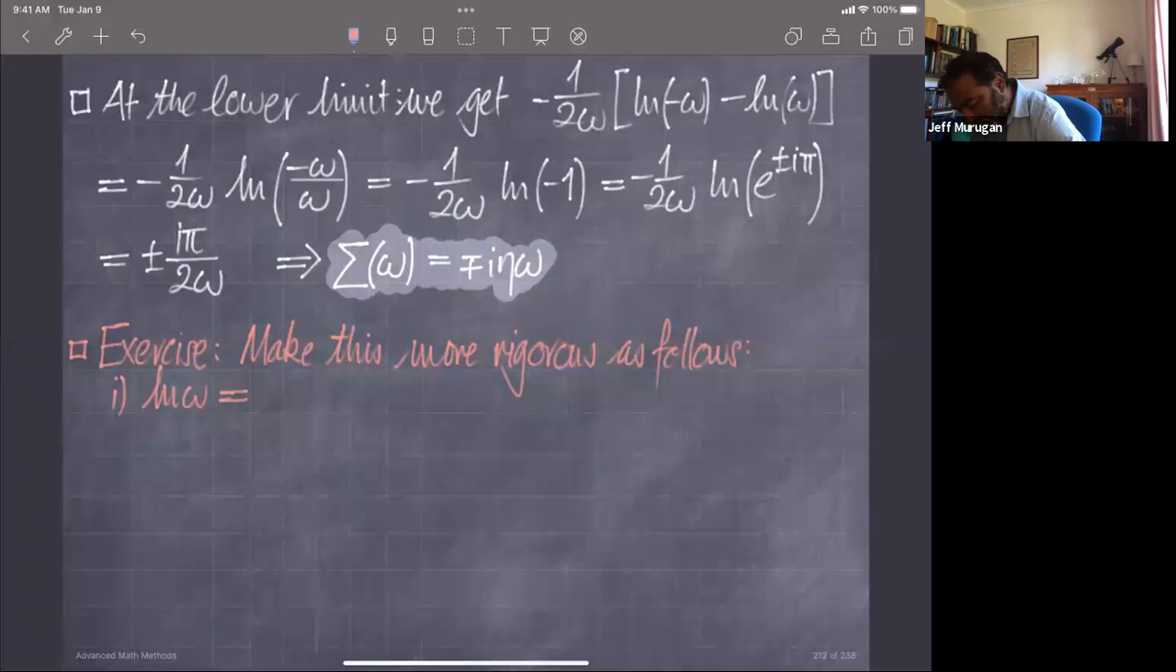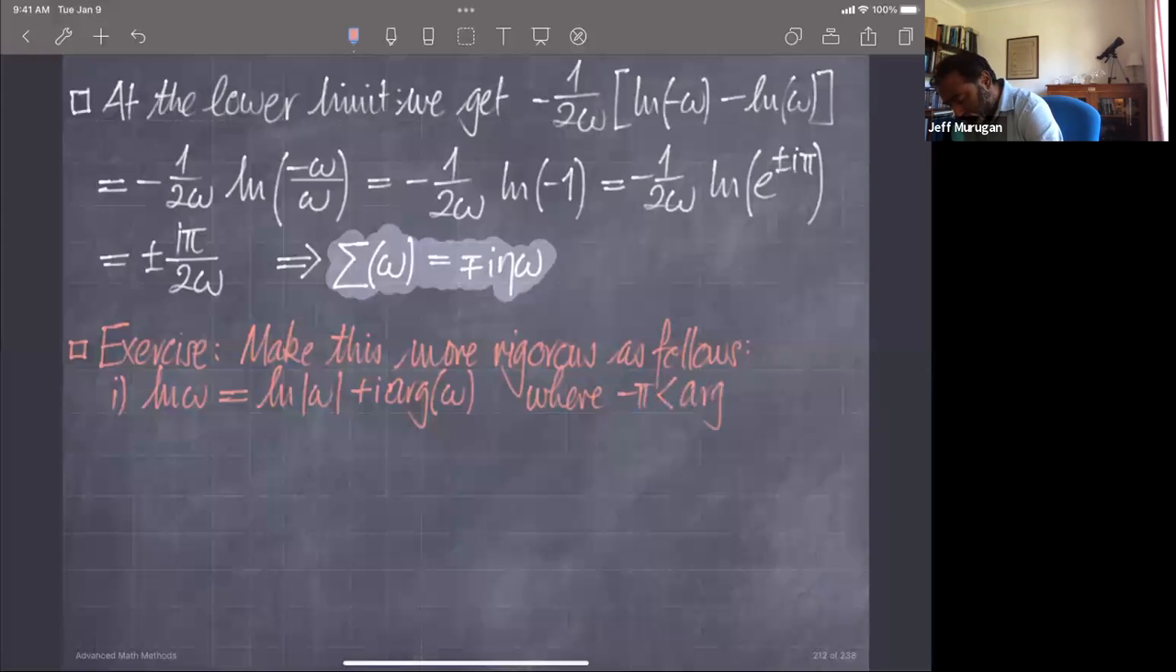If I write omega as mod omega e to the I argument of omega, and I take the logarithm of that, then that tells me that I can write the log as log mod omega, the log of the modulus of omega, plus I times the argument of omega. In this case, the argument goes between minus pi and pi.